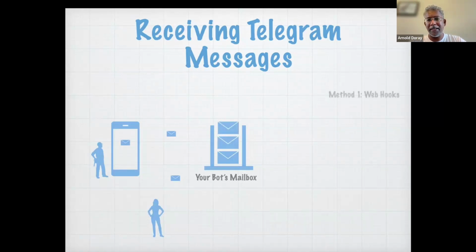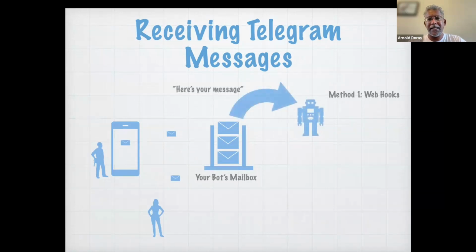Now, there are two ways that you can access these messages. The first one is called webhooks. All right. So in other words, Telegram allows you to have two methods. Okay. The first is called webhooks. And the idea is that each time a new message comes in, Telegram will call up your bot. It will say, look, here's your message, and it will then send a single message to your bot. Okay. But Telegram also has a second method, polling.